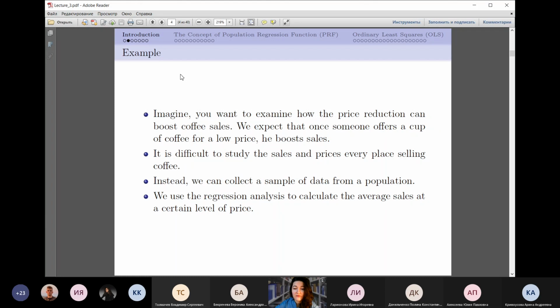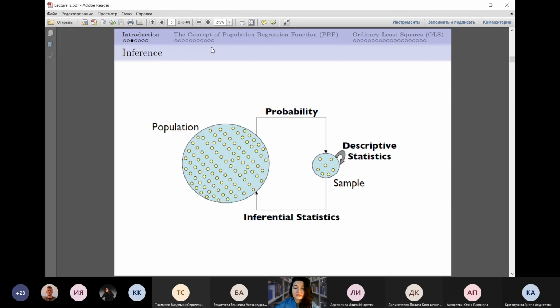So we have a restriction for ourselves. Let's say that we want to know only about the market in St. Petersburg. And instead of this, we can collect sample data from a population, as usual. And we use the regression analysis after this to calculate the average sales at a certain level of price. Let's take a look at this scheme.